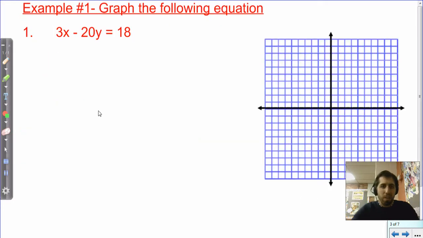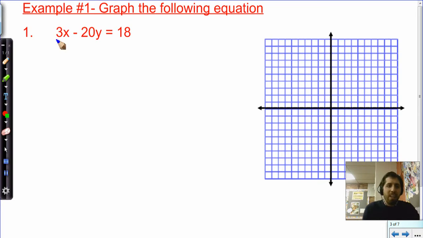And here's the first one. It says graph the following equation. And yes, that is standard form. We have positive coefficient to start. We have whole number coefficients for the y that's on the same side, and then we have a whole number on the opposite side. So let's see, what are we going to do to graph the following equation?